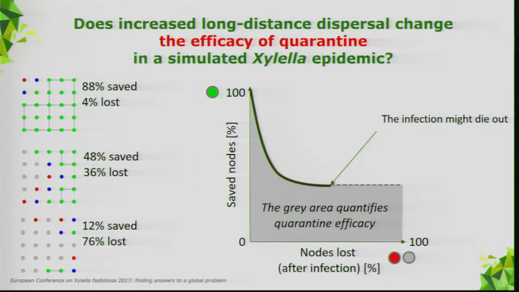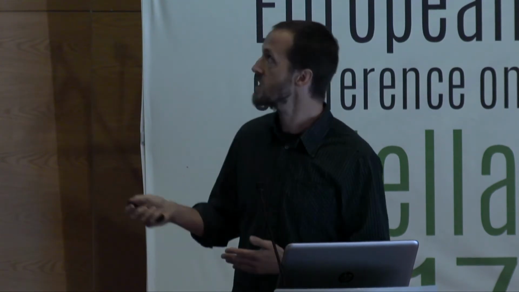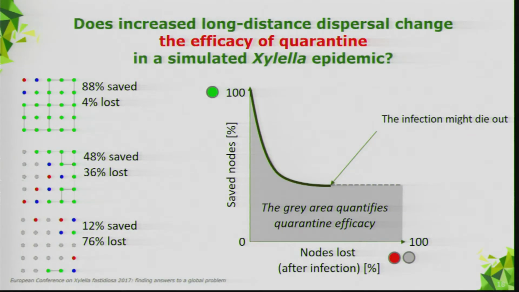Here we have the saved ones in percentage on the y-axis. Initially, they're all saved. And then you have the lost ones on the x-axis. The epidemic might die out, but this way of representing it, the integral under this graph, gives us an integrated view of the quarantine efficacy. For this particular network, with this particular transmission probability and this topology, how much can you gain by quarantining? How much can you save if you implement it perfectly for this particular network?